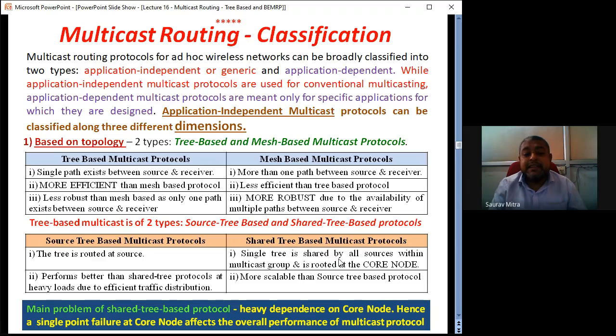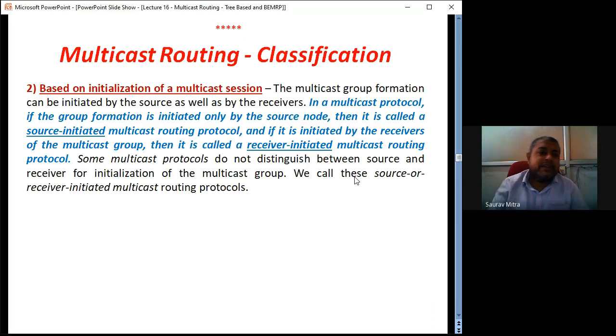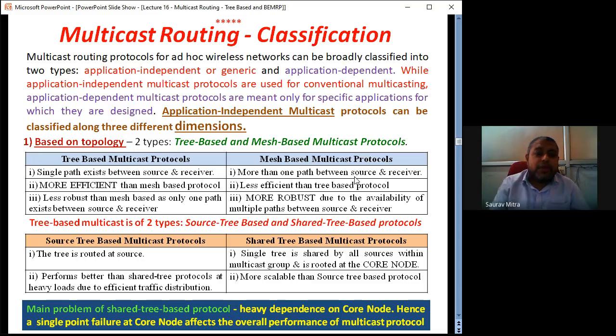The single tree is shared by all source nodes within the multicast group and is rooted at a core node. So if that core node fails, everything else fails. This core node is a kind of centralized access point. If that node fails, everything in shared tree-based multicast protocol fails. So these are small theoretical questions. Just check it.